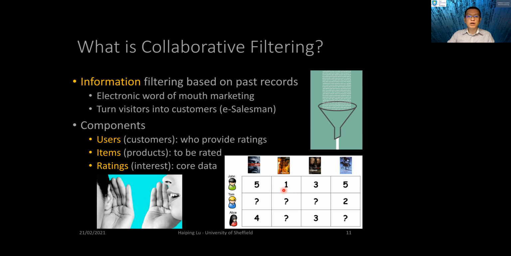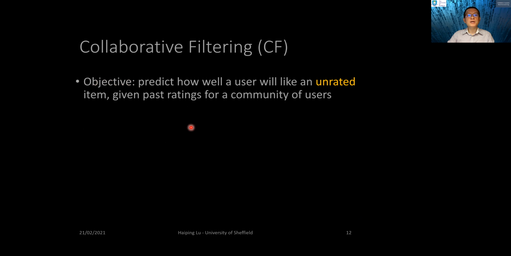And in a typical recommendation problem, most of the ratings are missing. And this is what we want to learn and what we want to predict. Those are the missing ratings. So the objective of collaborative filtering is to predict how well a user will like an unrated item, given the past ratings for a community of users.